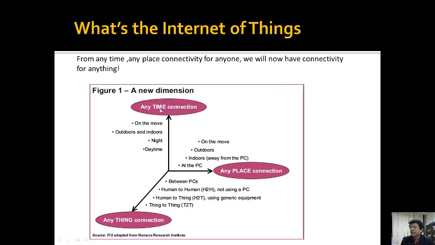So we have two dimensions, anytime connection and any place connection, and we have the third dimension, anything connection: between PCs, human to human, or sometimes called H to H, not using a PC, or human to thing, H to T, using a generic equipment, or thing to thing, T to T. So the third dimension is very relevant to Internet of Things, where anything connection is possible. Apart from any time, any place connection, anything can be connected to the internet. So that gives you some perspective of Internet of Things.